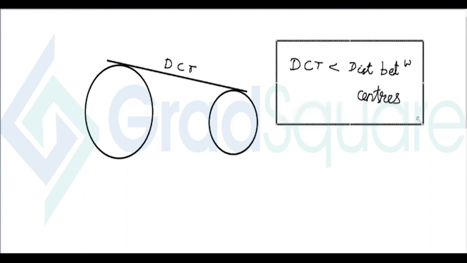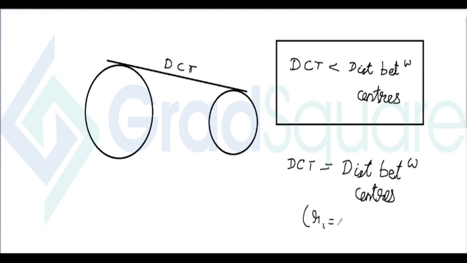The length of the direct common tangent between any two circles, be it not touching each other, touching at a point, or cutting each other at 2 points, will always be less than the distance between the centers of the two circles. In one special case though, the length of the DCT can be equal to the distance between the centers. And this can only happen when the radii of the two circles are equal to each other.